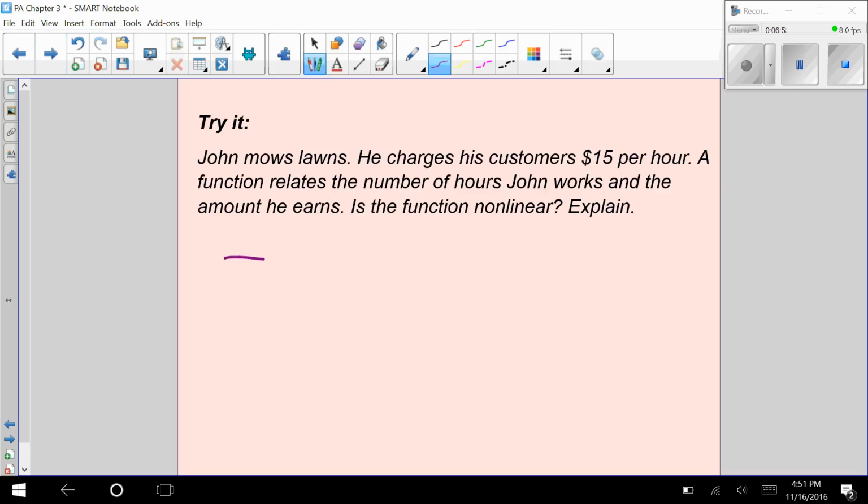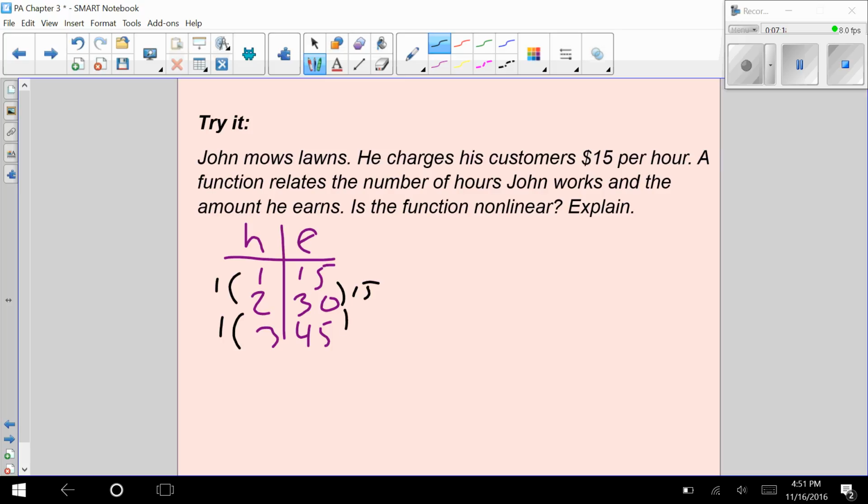Let's make a table again for this one. So he has hours worked and money he earns. Let's call it E for earns. After 1 hour, he makes $15. 2 hours, he makes 30. 3 hours, he makes another 15, which would be 45. We could go on and on. Let's look at our changes. 1, 1, 15, and 15. So we have 15 over 1 is equal to 15 over 1. So it is a linear function.